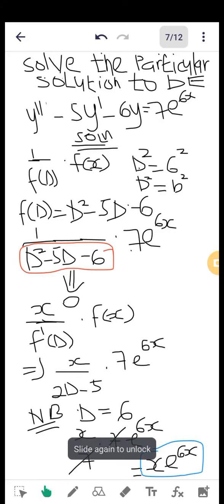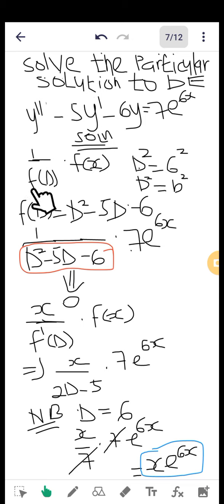Hello. Okay, so today we are looking at another shortcut for finding a particular solution alone. Solve the particular solution to the differential equation y prime prime minus 5y prime minus 6y equals 7e exponent 6x. So what we intend to do is that we write this, we should keep this.